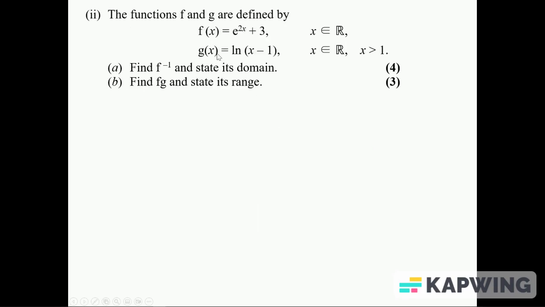Then we've got some functions, f and g. f of x is e to the 2x plus 3, g of x is ln of x minus 1. Got a domain there of x greater than 1. It's got to be greater than 1 because you can't have the ln of a negative.